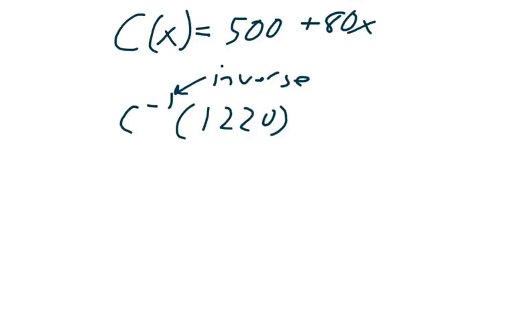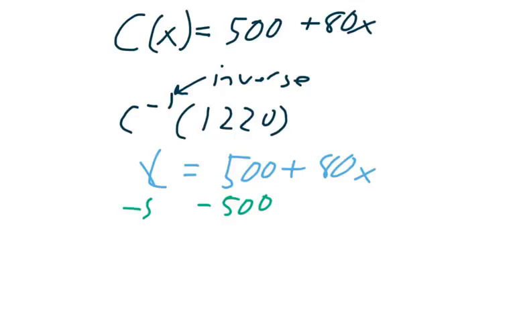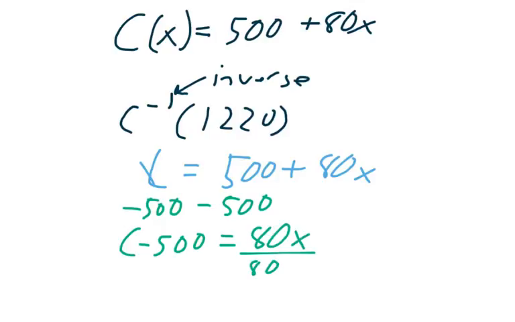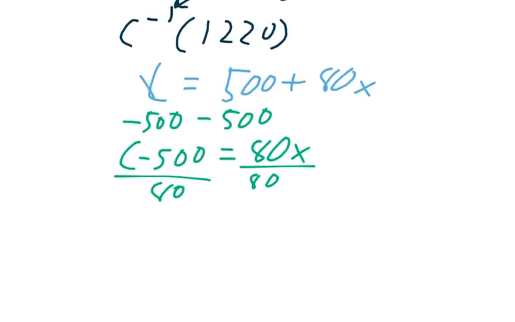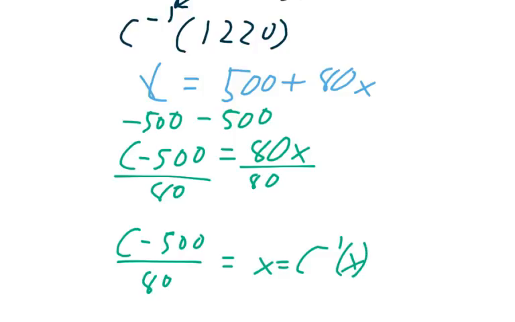Alright, so in order to get this, I'm going to switch. Basically, I'm going to leave this as C equals 500 plus 80x, and I'm going to solve this for x. So I'm going to subtract the 500. So I got C minus 500 equals 80x, and divide by 80. So C minus 500 over 80 is equal to x, which is really the inverse of the cost.